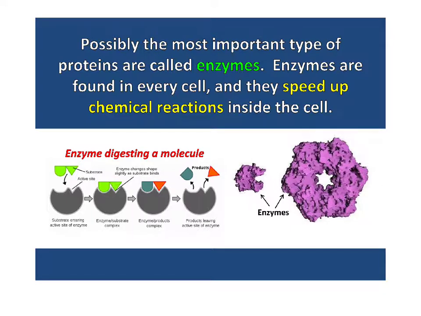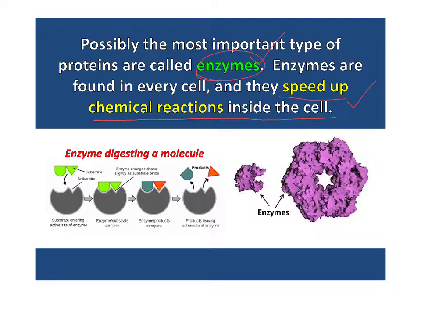Possibly the most important type of proteins are called enzymes. Enzymes are found in every cell, and their job is to speed up chemical reactions. Take a look at your notes. What type of protein is possibly the most important to cells? The answer is enzymes. What do enzymes do? They speed up chemical reactions inside the cell.